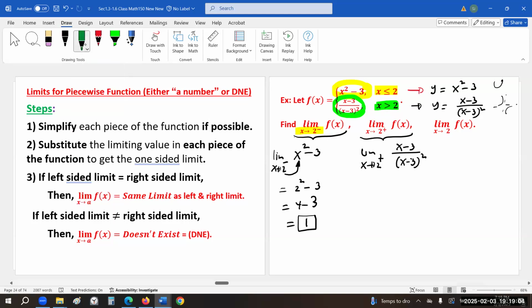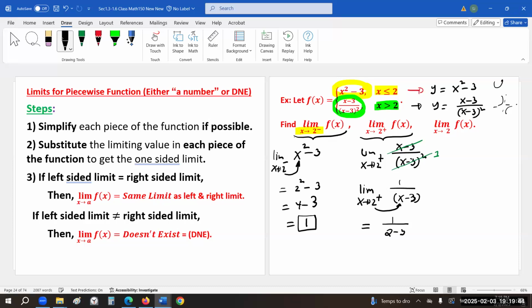We can cancel. It's actually already factored. We can cancel the top factor with one of the bottom factors, and you're left with one power. So this is the same as limit as x goes to 2 from the right side of 1 over only one of them left on the bottom. So we could simplify one piece. The first piece we couldn't simplify to just a simple square function, but the rational one we could simplify, so we did that. And now we are substituting again for the second piece.